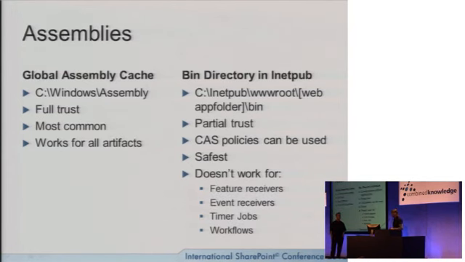And the good thing about that is it works for all artifacts. The other option is we can deploy to the bin folder in the inetpub folder, which means that we run under partial trust. We talked about that yesterday, and it will be subject to CAS policies. It's the safest way, but it doesn't work for all the artifacts that we might want to deploy. It doesn't work for feature and event receivers, it doesn't work for timer jobs, it doesn't work for workflows.